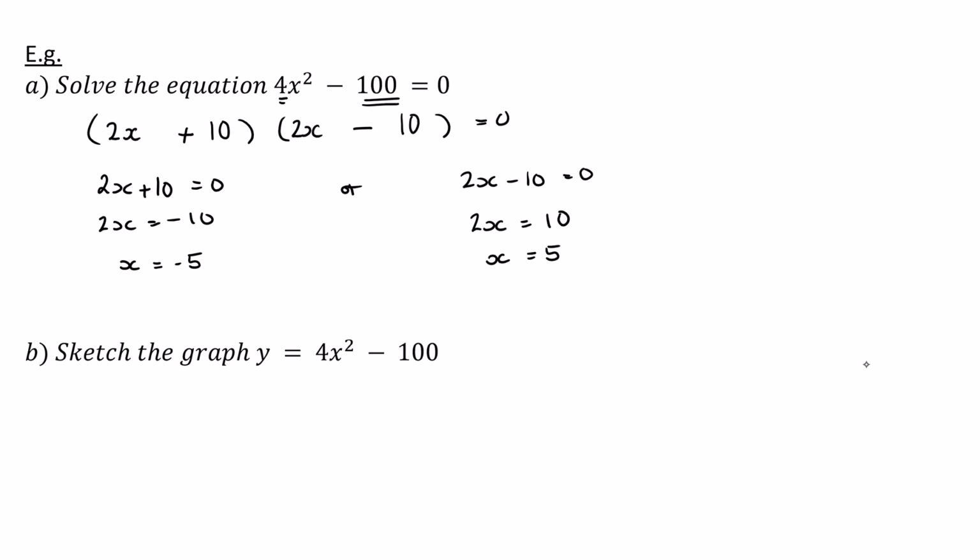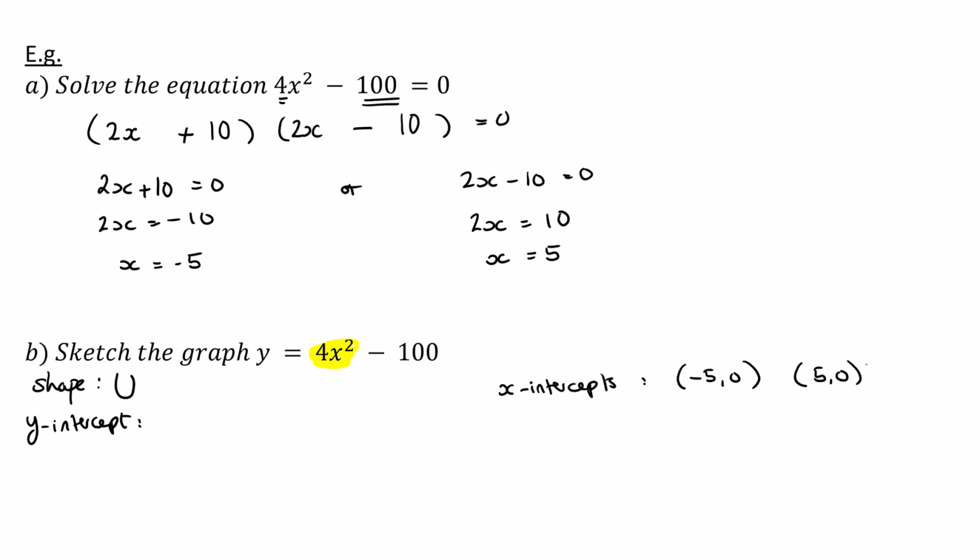To sketch, we need to find the shape of the graph. Again, the coefficient of x squared is positive, it's a positive 4. So it's a U-shape. The x-intercepts we know are negative 5, 0 and 5, 0. The y-intercept is the constant on its own. It's the minus 100.